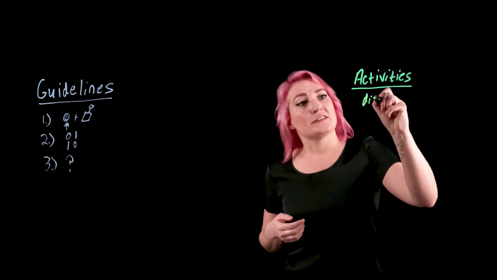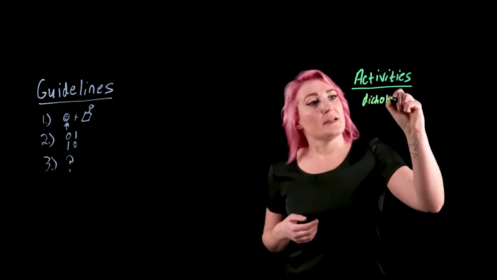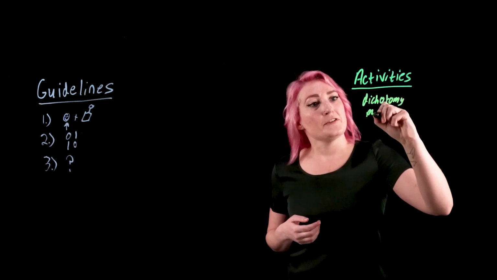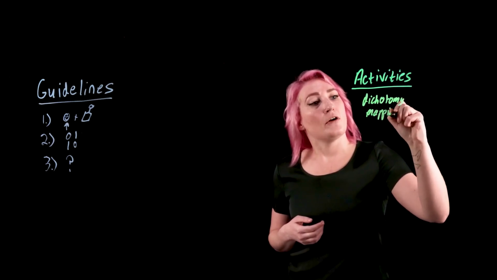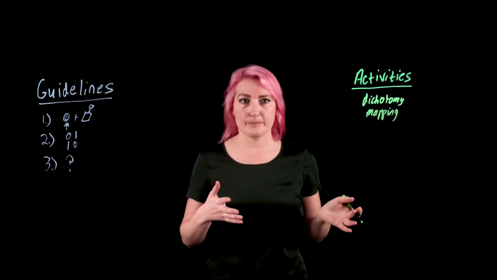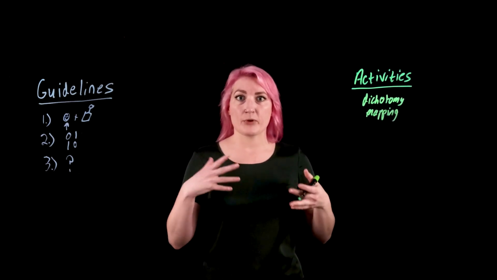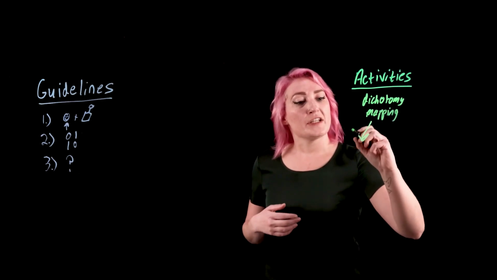One of them is called dichotomy mapping. And basically what this means is that first, we're going to list all of the features of our solution. And then we're going to list the benefits and what they're meant to be used for. So I'll give you an example.